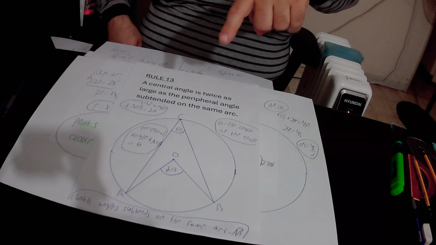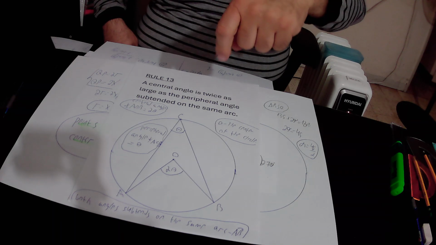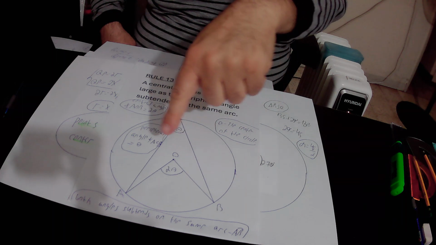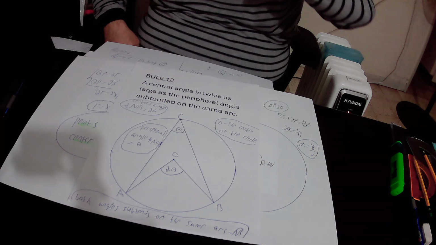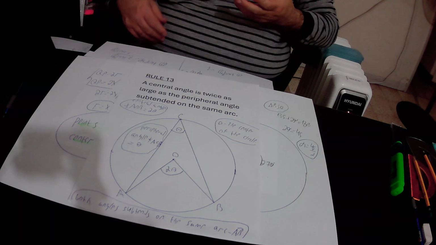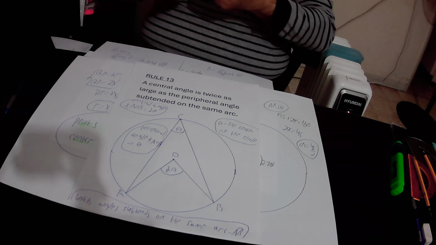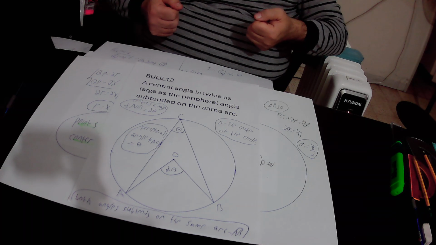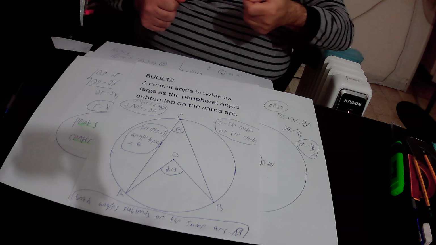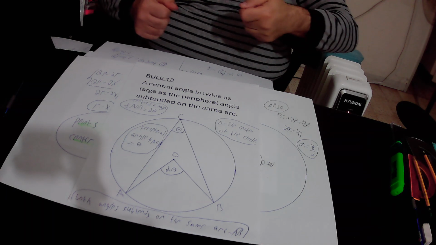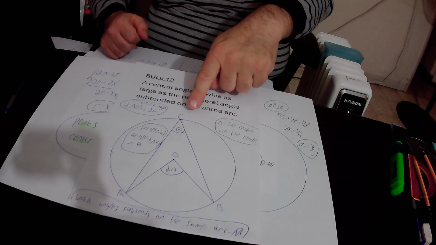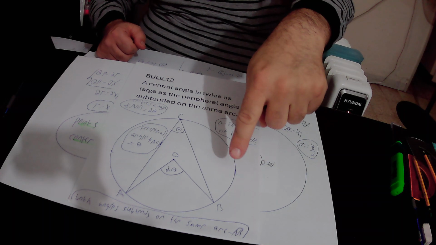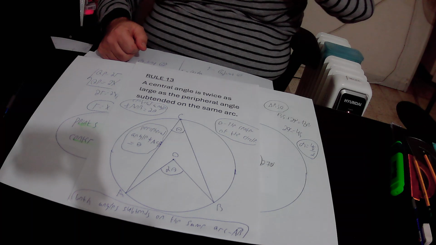And we also have another angle, the central angle AOB. The central angle AOB is subtended on the same arc AB. So whenever you have a peripheral angle and a central angle that both are subtended on the same arc, always the central angle will be twice as large as the peripheral angle. Because peripheral angle ASB equals theta, the central angle AOB subtended on the same arc AB must be equal to 2 theta.